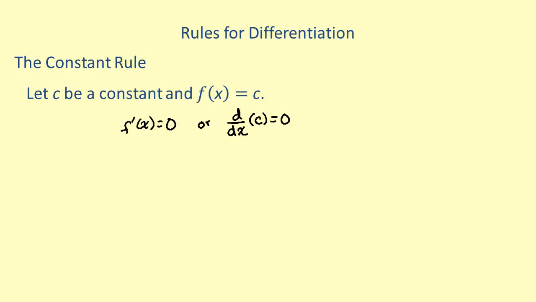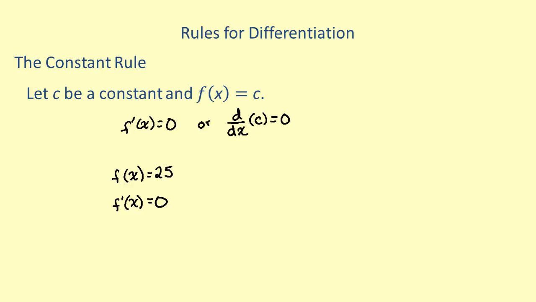Now let's try an example. Find the derivative of f of x equals 25. Since 25 is a constant, we can use the constant rule to find the derivative. Using the constant rule, we find that f prime of x equals 0.